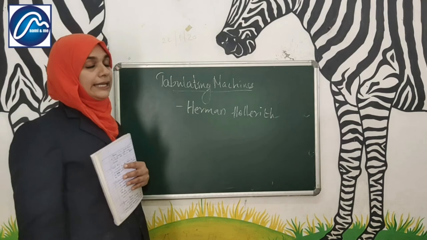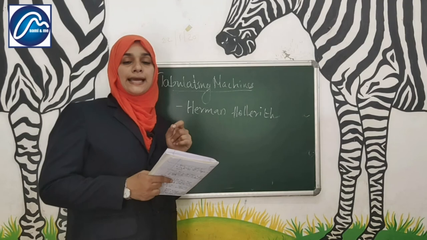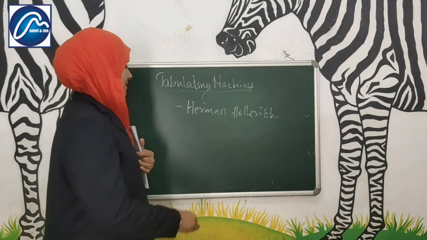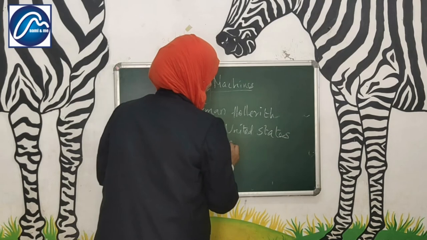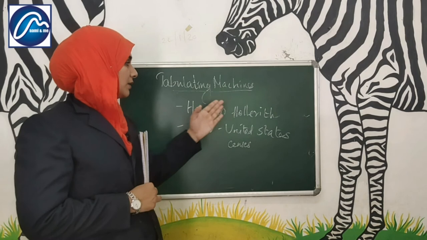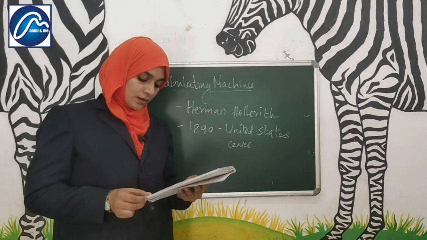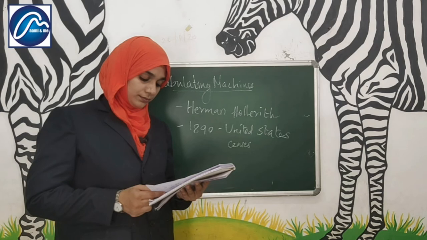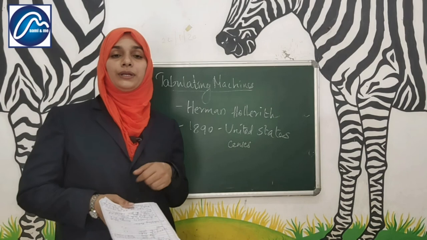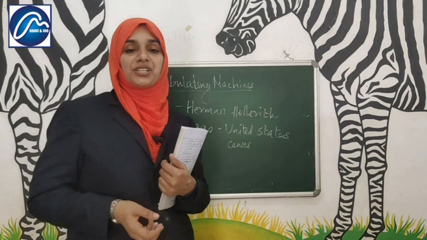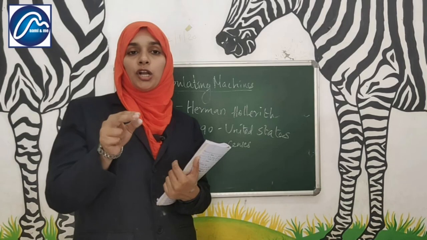Hermann Hollerith developed this tabulating machine to process the data of the 1890 United States census. It is used to assist in counting and recording the given information in lesser time.